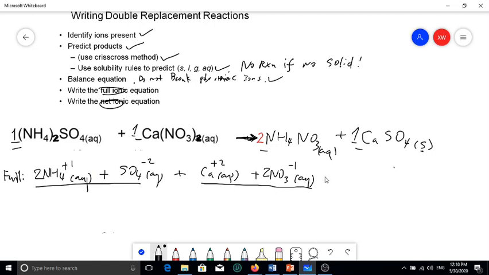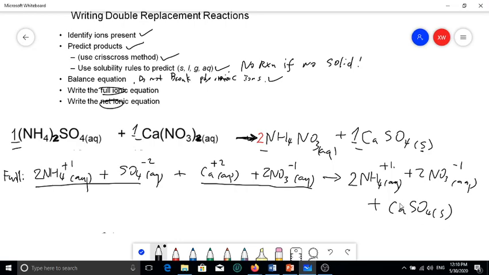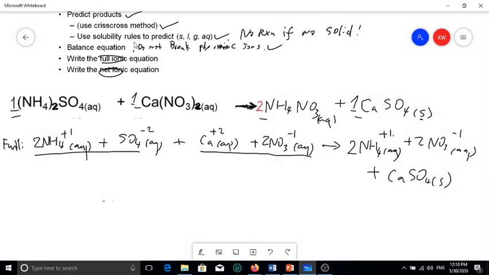This goes to the first products, ammonium and nitrate. Now this coefficient has to be carried into the ionic equation as well. So 2NH4 plus 1 charge, aq, plus 2NO3 negative 1 charge, aq. And of course, plus calcium sulfate. This is calcium sulfate as a solid. It's unbreakable. So write it out, copy it down here just like that. Okay, so this is the full ionic equation. Okay, so that's done.